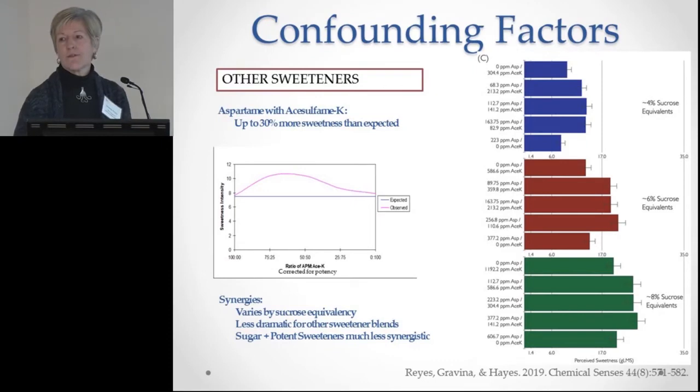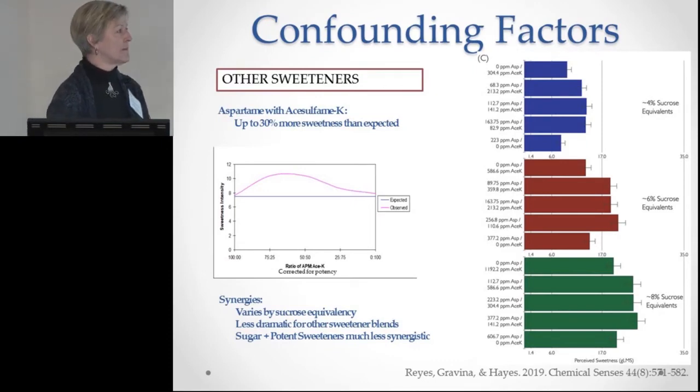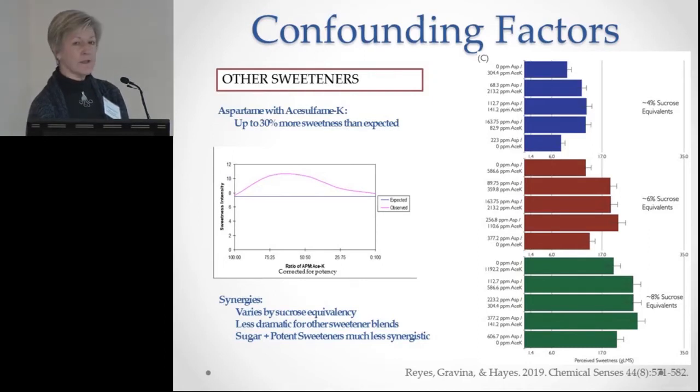So all the confounding factors in food, they're huge. Other sweeteners, this aspartame-Ace-K synergy, as they say, is quite dramatic. And we corrected for potency differences here. This is an old chart, but we got up to more than 30% more sweetness than expected.